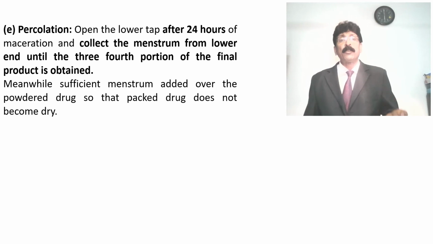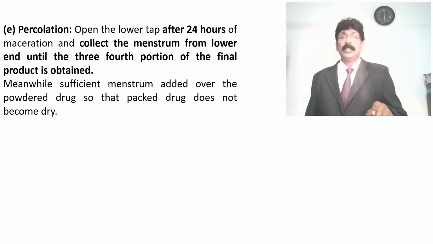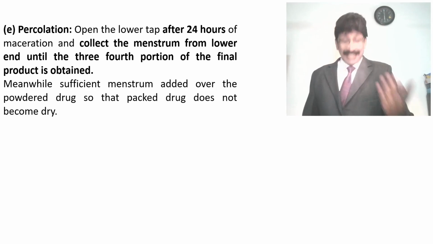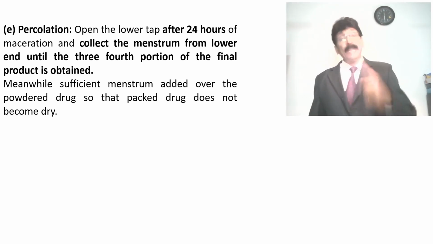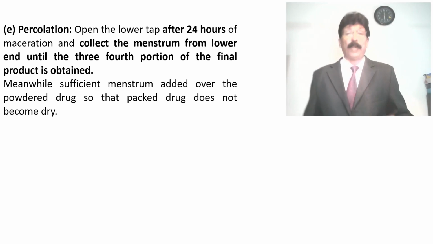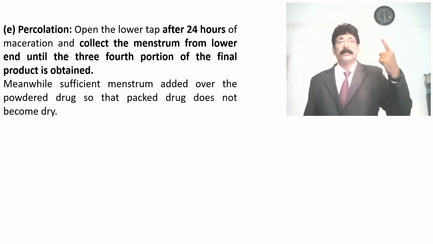Last one, percolation. Open the lower tap after the 24 hours of maceration and collect the menstruum from the lower end until three-quarters of the final product is obtained. Meanwhile, sufficient menstruum should be added over the powder so the packed drug does not become dry. This can be repeated.